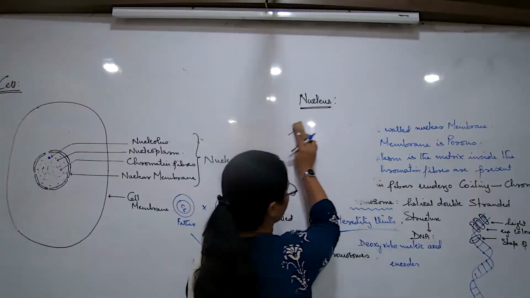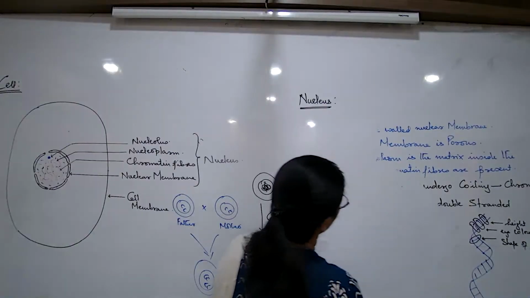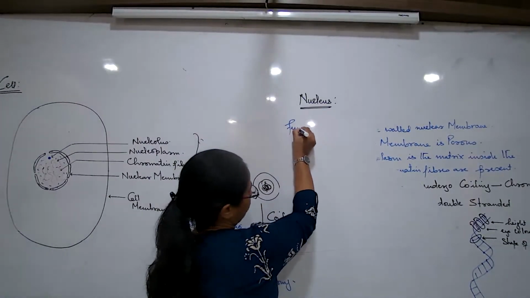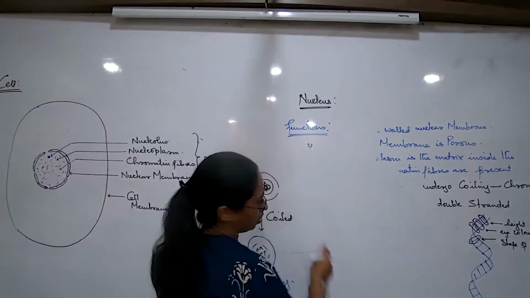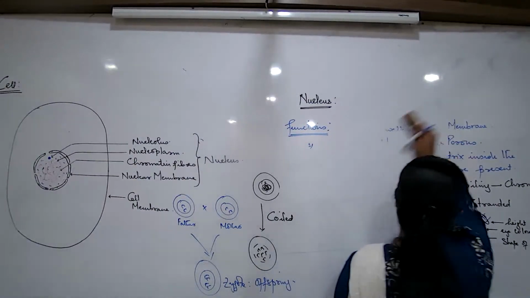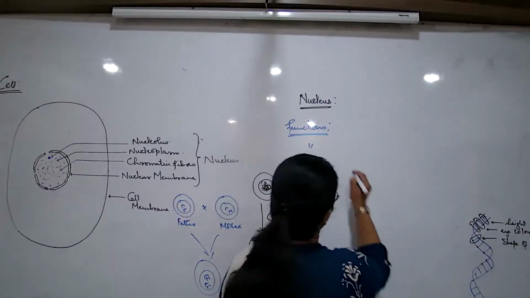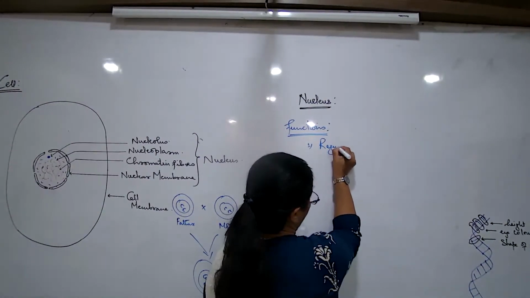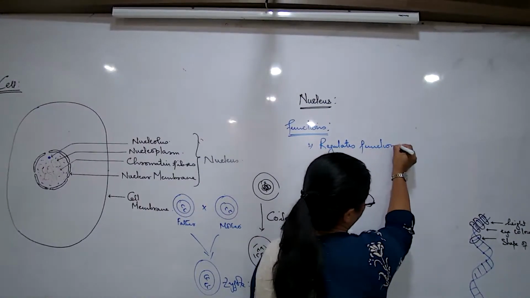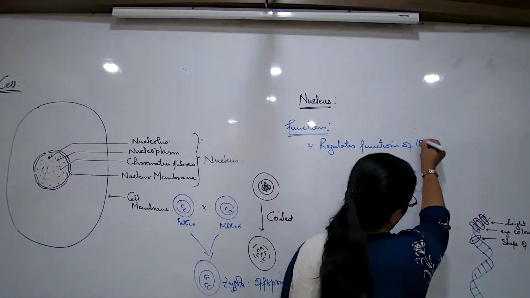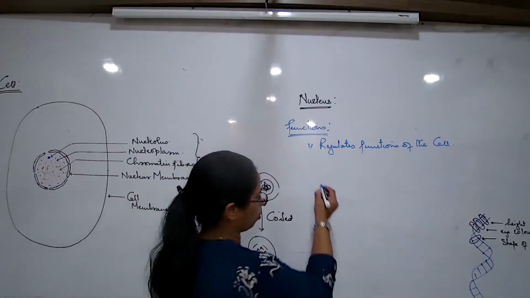What are the three major functions of the nucleus? We try to understand the prominent three major functions. Number one, it will help or regulate functions of the cell. Regulates the overall functions of the cell. When I say functions of the cell, meaning all the other organelles, every organelle it can control.